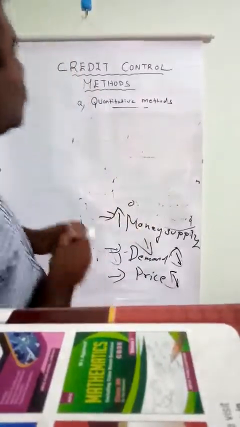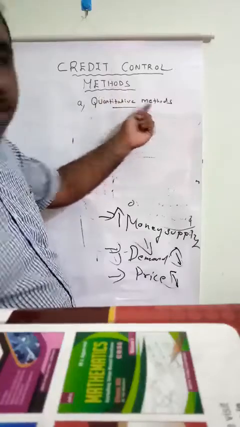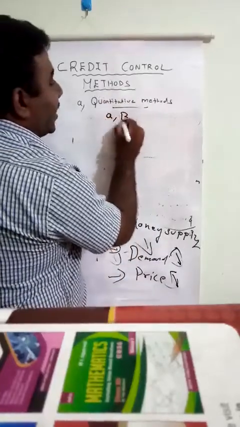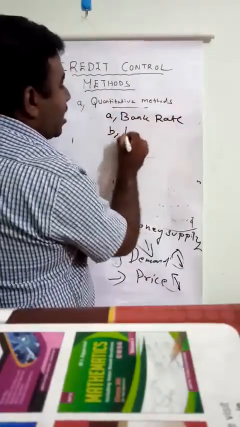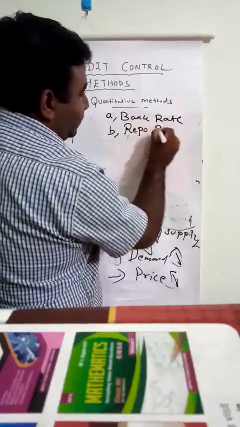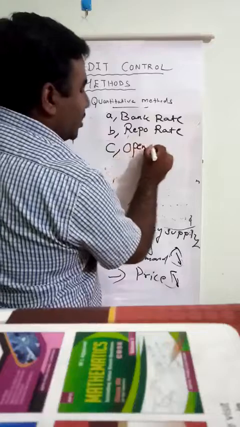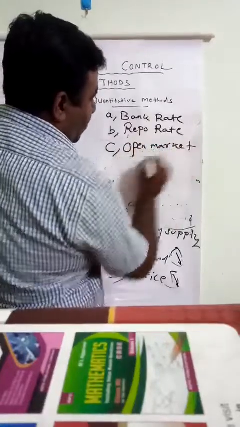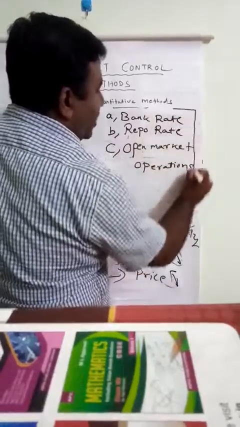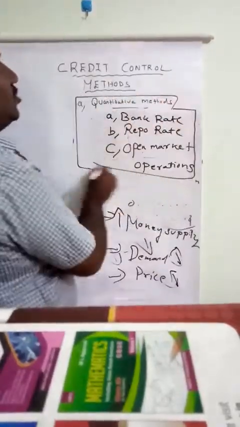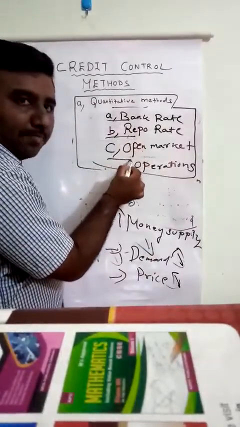So once again students, credit control method. Today we have discussed the quantitative method. Under the quantitative method we have discussed A, bank rate, then B, repo rate, then open market operation. So under the quantitative method there are three things: bank rate, repo rate, and open market operation.